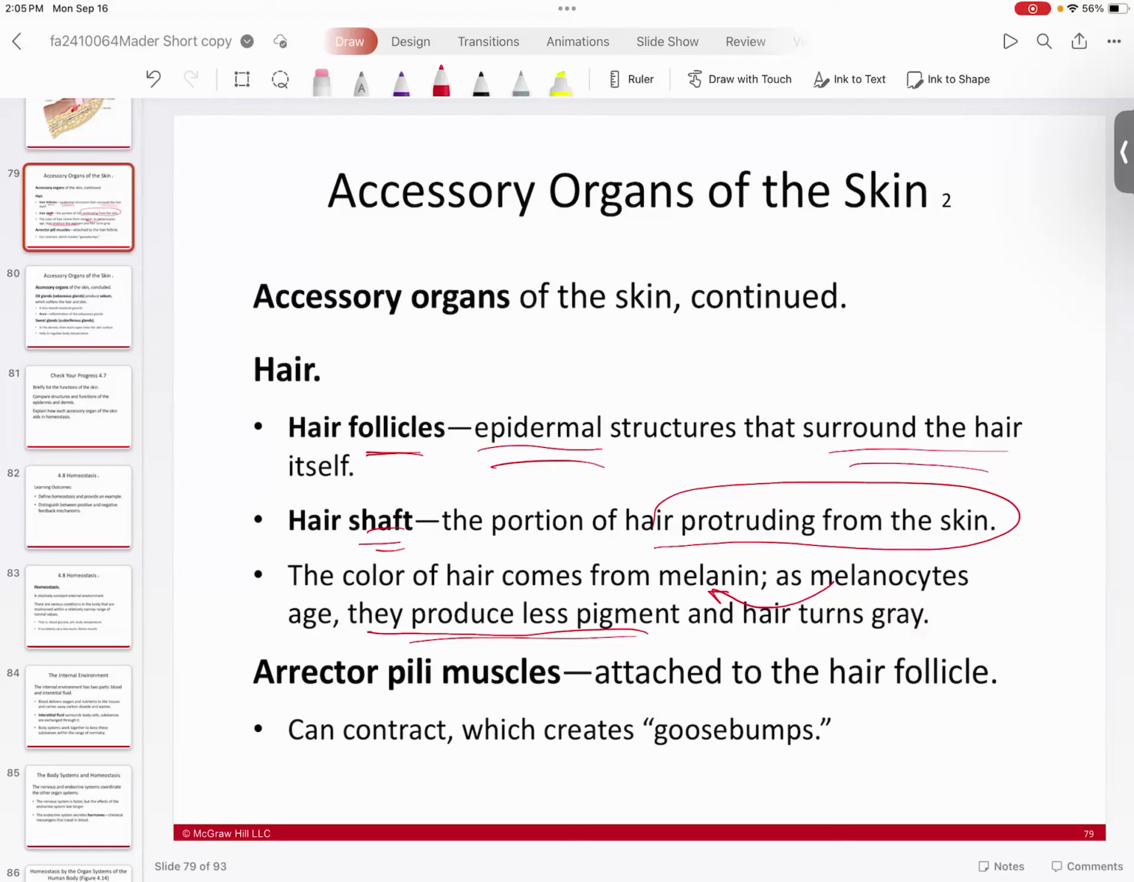Now, as these stem cells slowly die off over time, the number of gray hair follicles increases, and we see that in the mirror as an increase in gray hair. Okay.